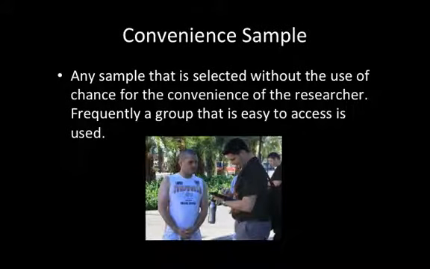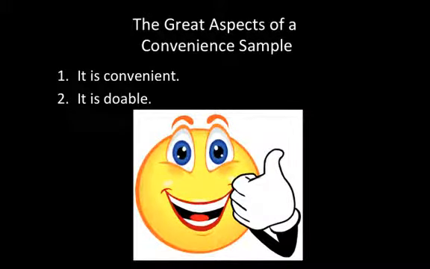Finally, convenience sample. Now, this is our first sample that is not a type of random sample. Any sample that is selected without the use of chance for the convenience of the researcher is a convenience sample. Frequently, a group that is easy to access is used. So here we have a picture of somebody interviewing someone that they just come in contact with. That would be a convenient sample. All right, the great aspects of a convenient sample: it is convenient and it is doable.